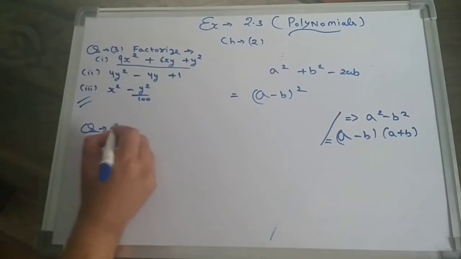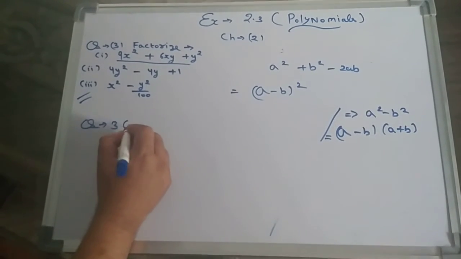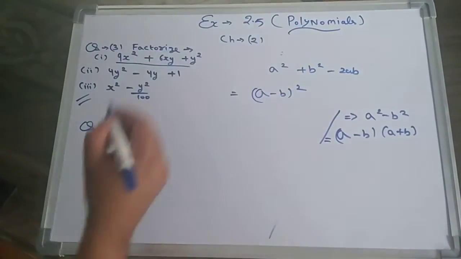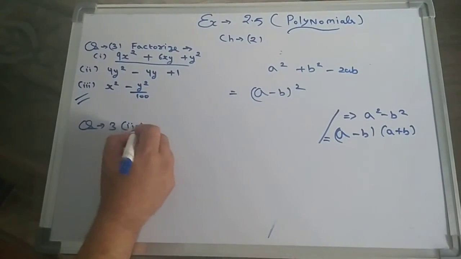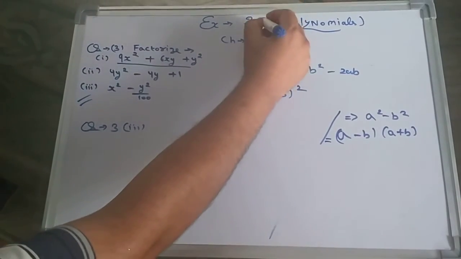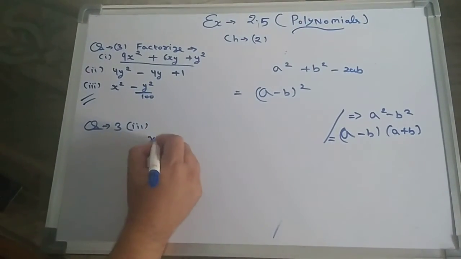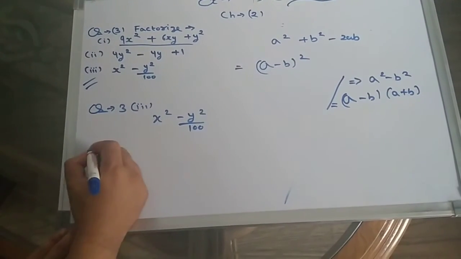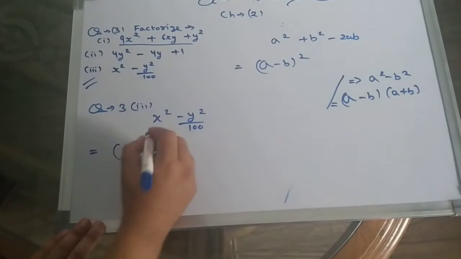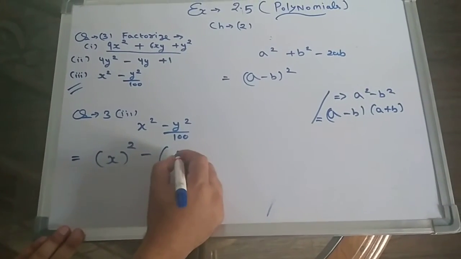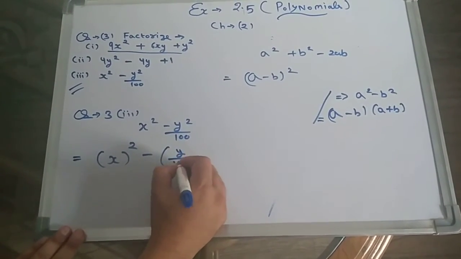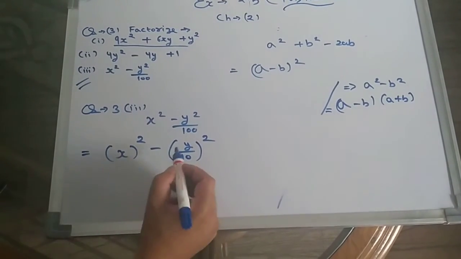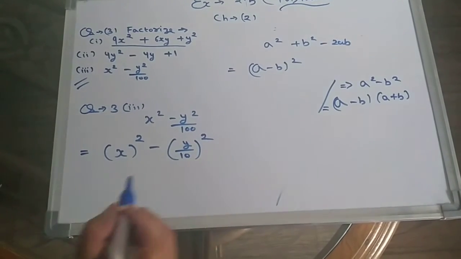Question number 3 of NCERT exercise 2.5, third part. x square minus y square divided by 100. You can write x square as x whole square, y square as y whole square, and 100 as 10 whole square. It can be written in this way: x square minus (y by 10) whole square.